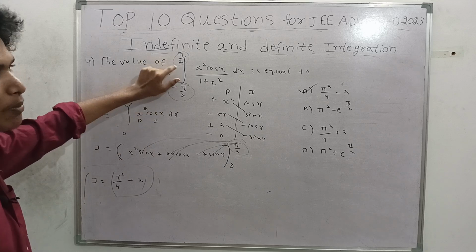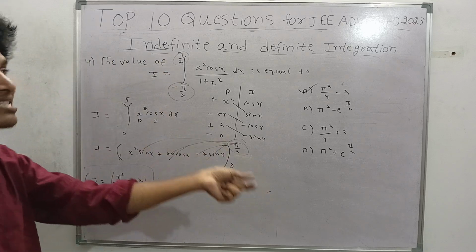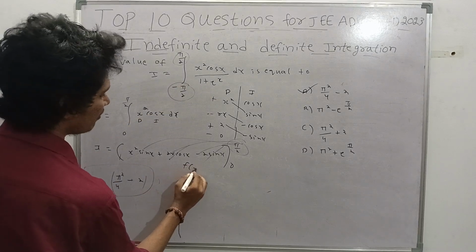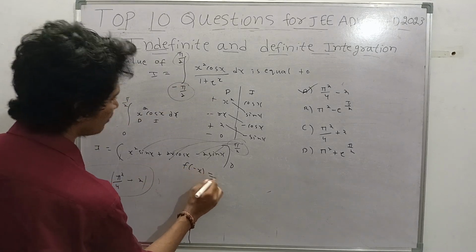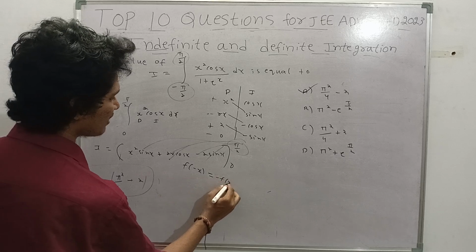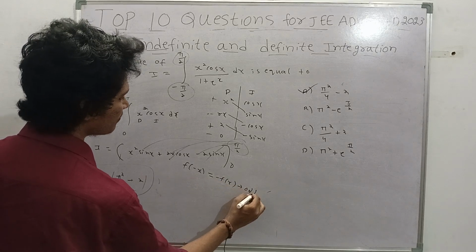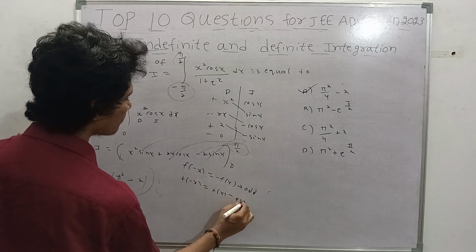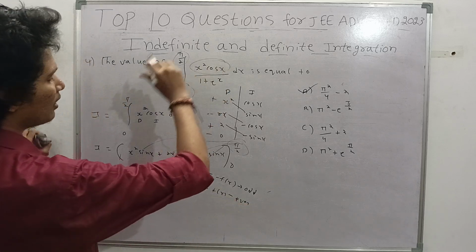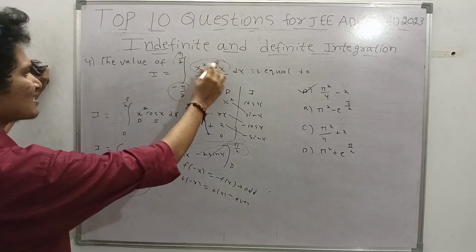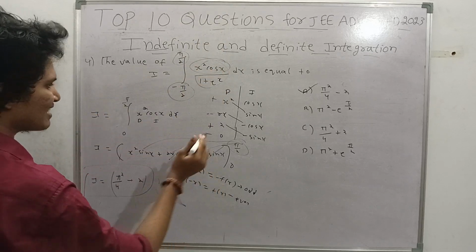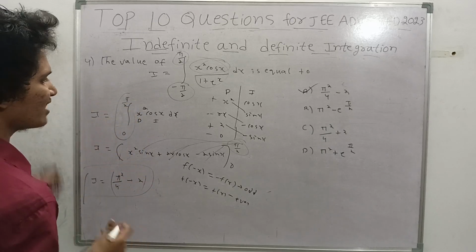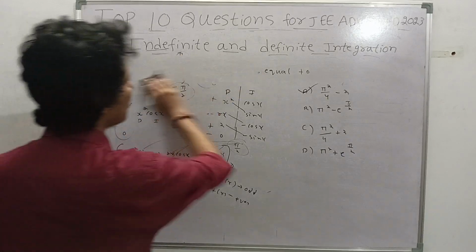It is the minus a to a property, so I have to check by putting minus x into the function. If it is minus of f of x, it is an odd function. If it is f of x, it is an even function. Here the numerator is completely an even function. That is the reason why I changed the limit to 0 to pi by 2. I already said this to you. So this is the fourth question completed.